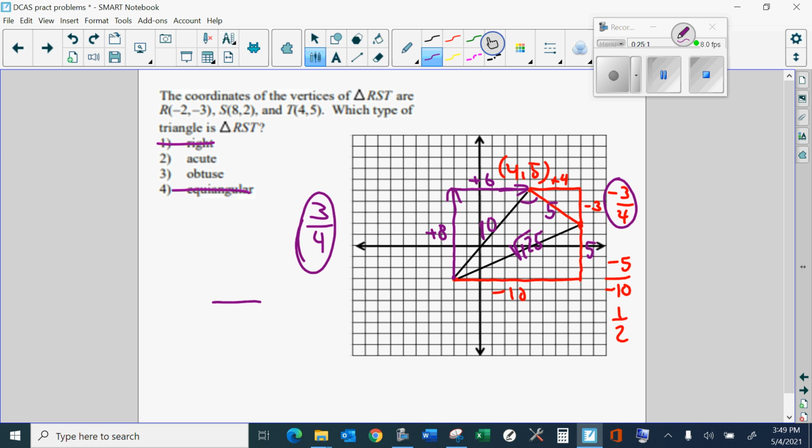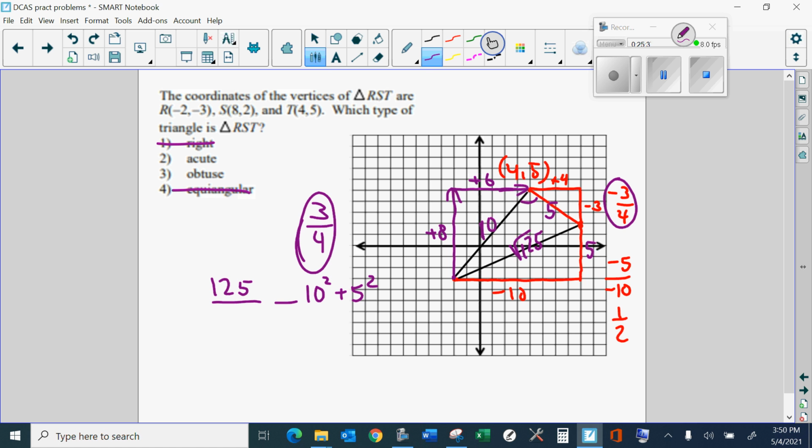So squared out, 125. Therefore, how does that compare to the other two? 10 squared plus 5 squared. Oh, hold up. I did something wrong here. 4/3.